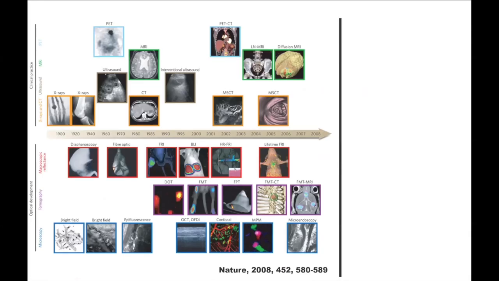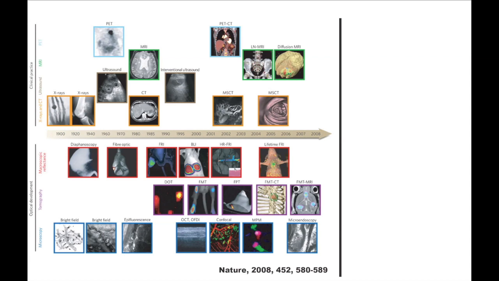So first of all, why do we focus on positron emission tomography? Here is a figure from a review more than 10 years ago. It summarized all the imaging modalities from 1900 to 2008. There are two parts: the top part is for clinical use, from X-ray, CT, then PET, PET-CT, MRI. And the bottom row is for optical imaging, now mostly used for preclinical imaging.